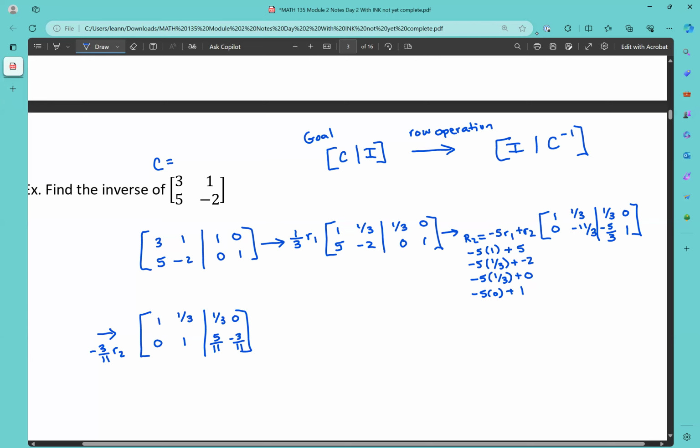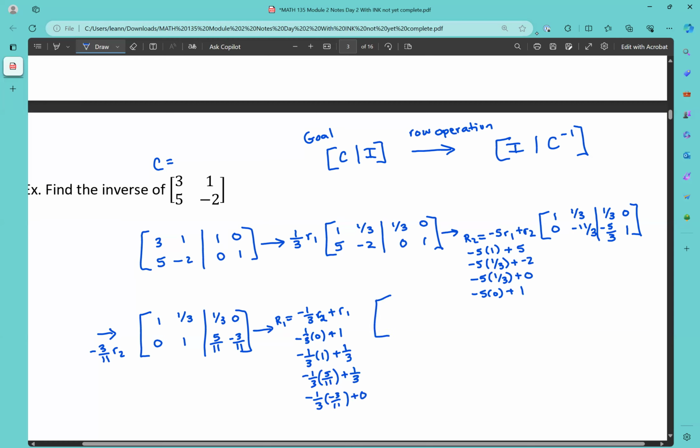And remember, we use our 1 in that second column, that's our pivot. So row 1 is going to be replaced by negative 1/3 times that element plus, oh, sorry, that's supposed to be row 2, plus the row 1. So negative 1/3 times 1 plus 1/3 gives us a 0. We're going to write out all of our calculations on this. So negative 1/3 times 0 plus 1, negative 1/3 times 1 plus 1/3, negative 1/3 times 5/11 plus 1/3, negative 1/3 times negative 3/11 plus 0.